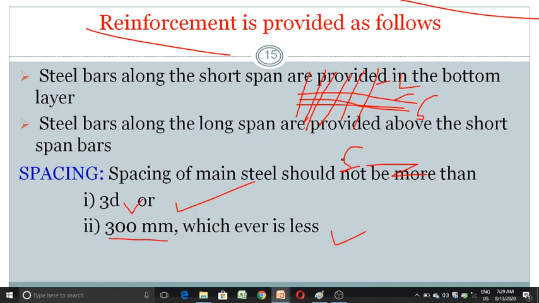We have to take the minimum value of these three. What is that? The minimum value of these three will be considered as the spacing for the main reinforcement along the x directional bars and y directional bars. This is the spacing to provide, but we have to follow this: it should not be increased more than these two values, that is 3D and 300 mm.